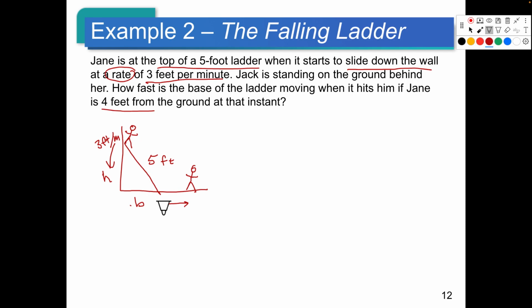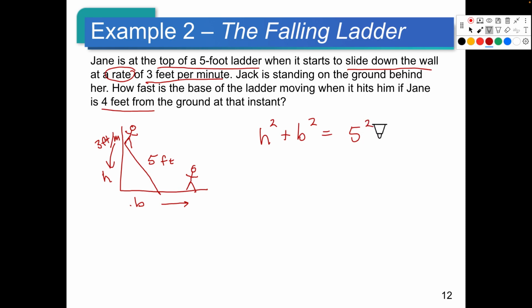Now the thing is I see this ladder forms sort of a triangle with a wall that I'm assuming has a right angle, right? Does this suggest any type of formula, any type of math equation? Triangles, right triangles, sides of right triangles, Pythagorean. Yeah, so the two legs of the triangle are h and b. So h squared plus b squared equals 5 squared.